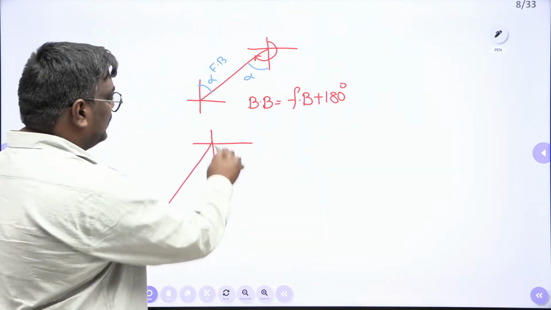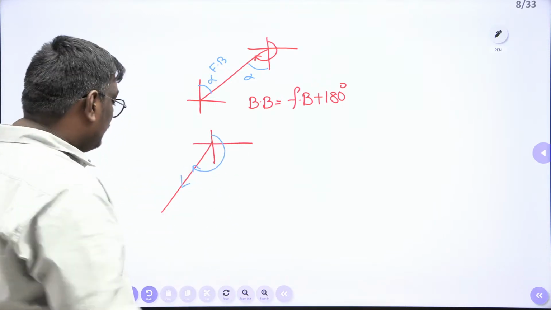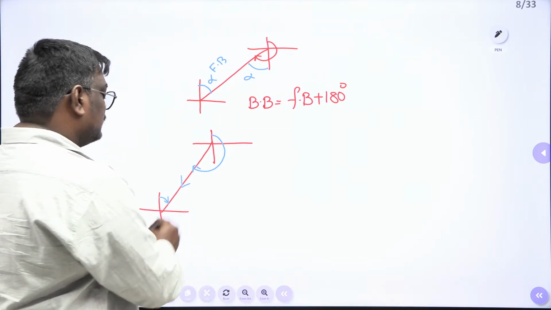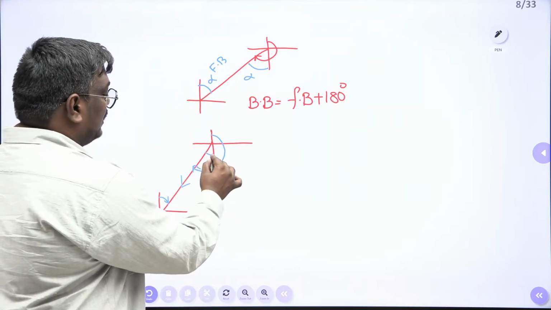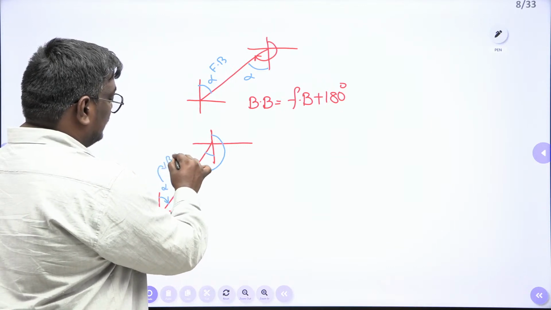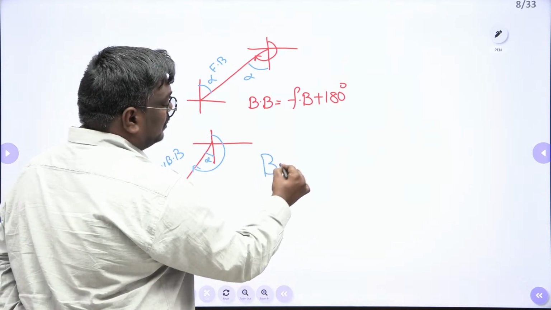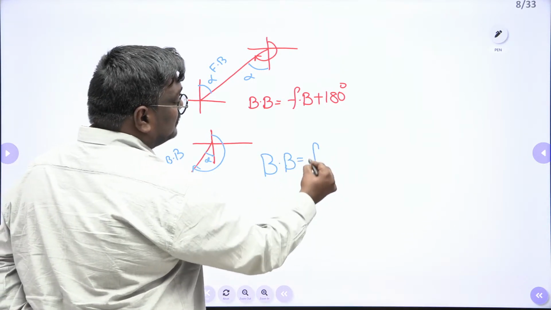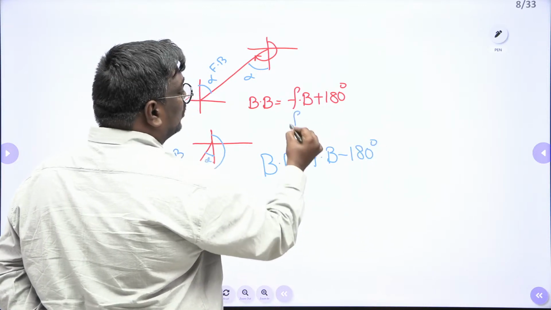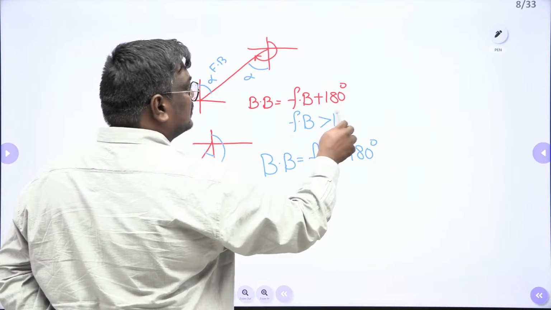Suppose this is the forebearing because the survey line is this. If you consider here, what will be the back bearing? The back bearing will be in this way, so this alpha is the back bearing. So back bearing in this case will be equal to forebearing minus 180 degrees. This case is useful when forebearing is more than 180 degrees.